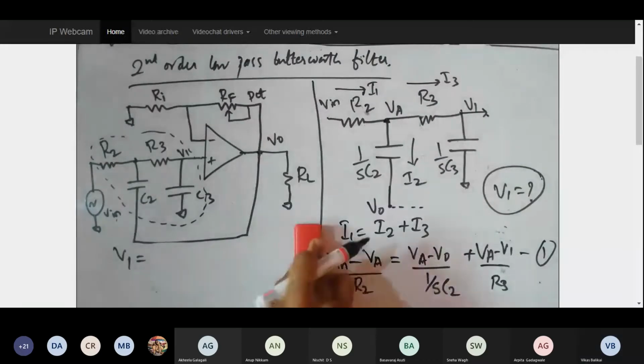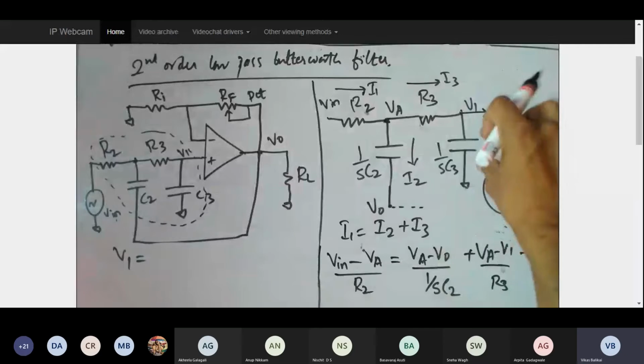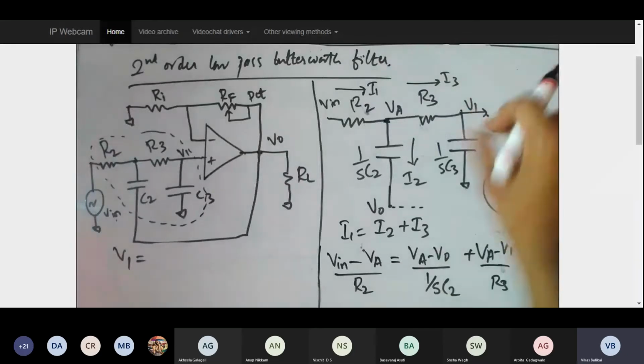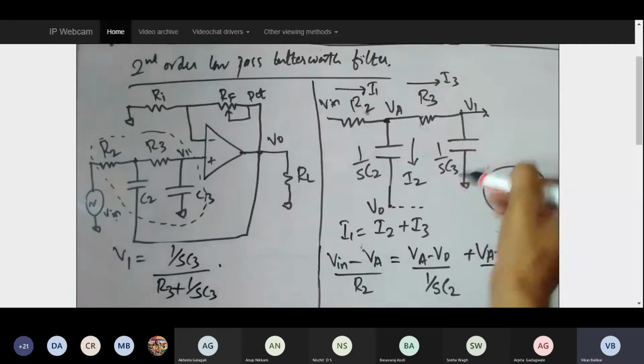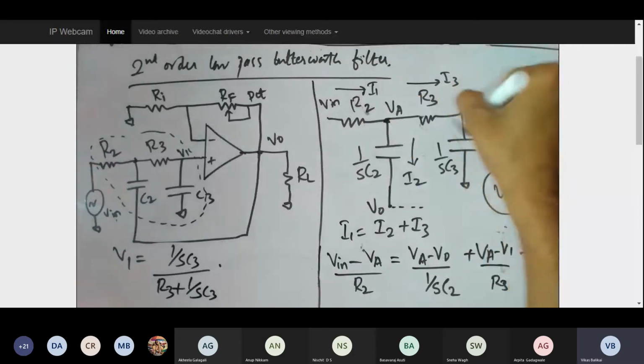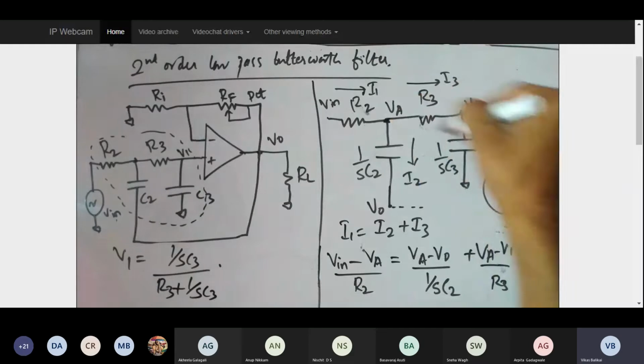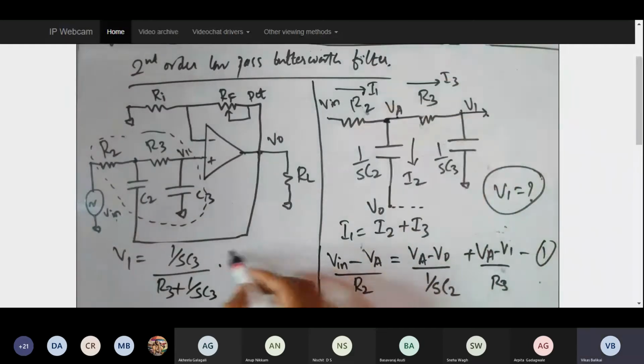For me, the component here is a capacitor, represented in terms of its Laplace term. So 1 by SC3 divided by R3 plus 1 by SC3, multiplied by the voltage directly coming into these two, R3 and C3, which is VA. So this is my equation number 2.